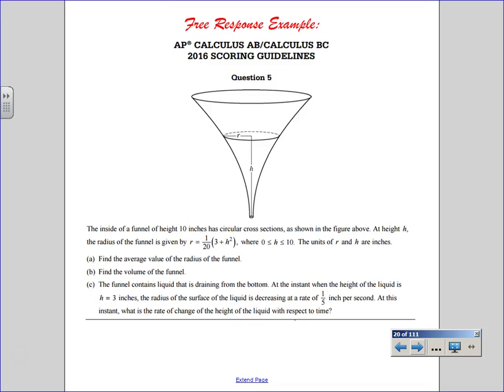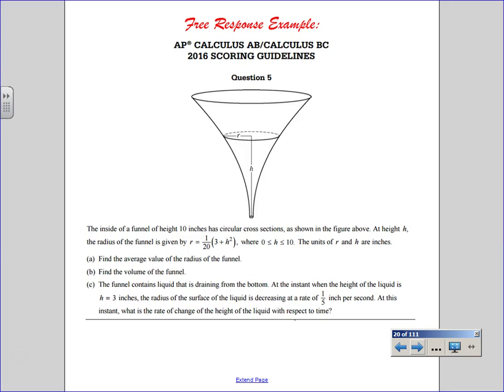Oh, look at this guy. 2016, question number 5. The funnel problem. This was definitely the one that was most tweeted after the AP this year, and it was right before you guys. Where did it get hard? Technically, it probably got hard for most of them right around letter B. Everyone was mad about, we never learned how to find the volume of a funnel.